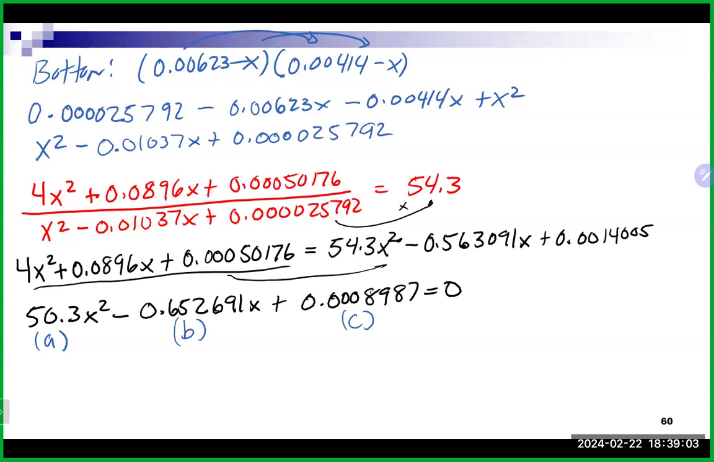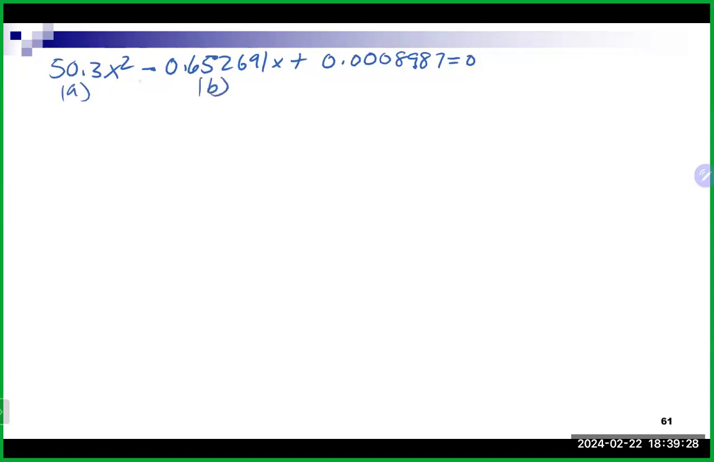All good? Okay. So when we rewrite the equation one more time, 50.3 x squared minus 0.652691x plus 0.0008987 equals 0. All right, so again, that's our A, our B. We do take the negative with it, and our C. And we're going to go into our quadratic.